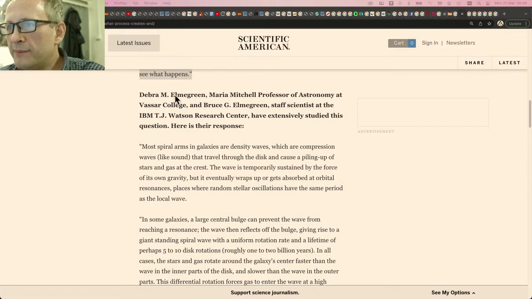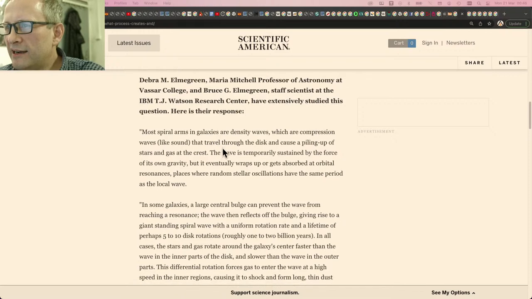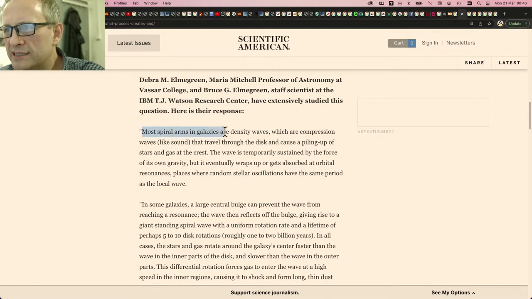Most spiral arms in galaxies are density waves, which are compression waves, like sound, that travel through the disk and cause a piling up of stars and gas at the crest. The wave is temporarily sustained by the force of its own gravity, but it eventually wraps up or gets absorbed at orbital resonances, places where random stellar oscillations have the same period as the local wave.